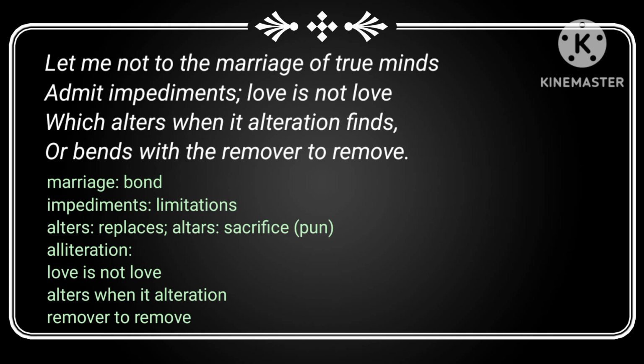If you observe carefully, the first quatrain is filled with alliteration. What is an alliteration? An alliteration is a figure of speech where two words lie side by side and begin with the same letter. So here you see in the phrases love is not love, alters when it alteration, remover to remove, all these phrases are examples of alliteration.